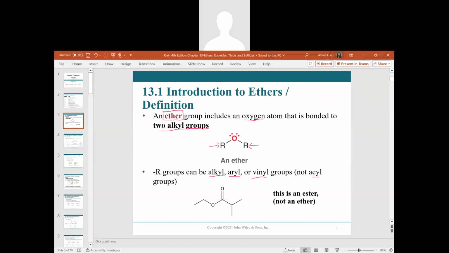But we specify here that they cannot be acyl groups, because once we have something like this, this would actually be an ester, with that carbonyl next to an oxygen instead of an ether. So be careful that you do not incorrectly identify an ester as an ether. So pay attention for those acyl groups.